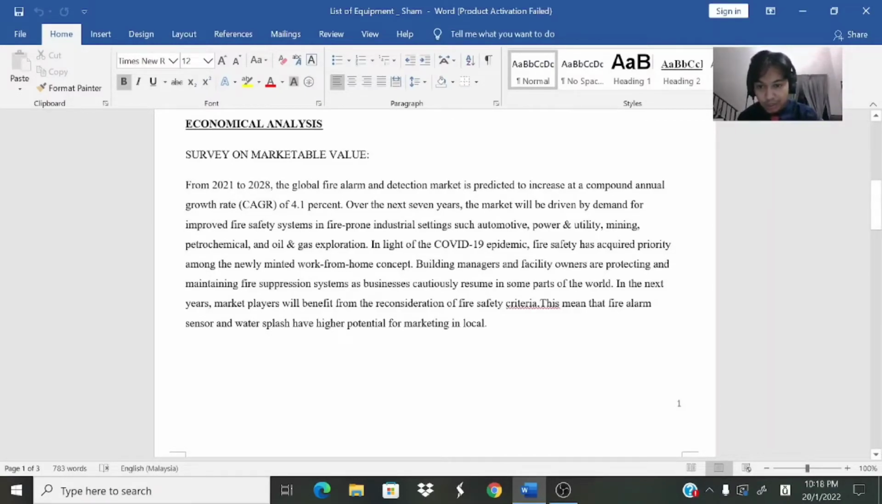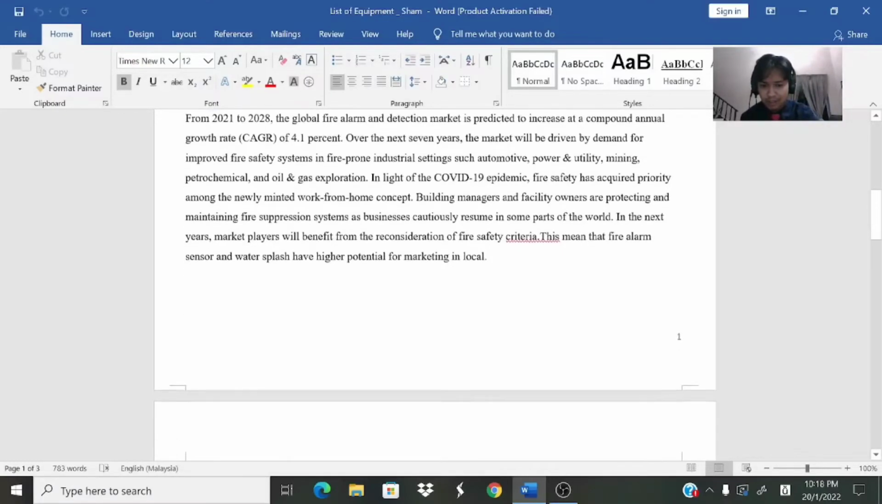So from 2021 to 2028, the global fire alarm and detection market is predicted to increase at a compound annual growth rate (CAGR) of 4.1% over the next 7 years. The market will be driven by demand for improved fire safety systems in fire-prone industrial settings such as automotive, power and utility, mining, petrochemical and oil and gas exploration. This means that fire alarm sensor and water splash have higher potential for marketing locally.